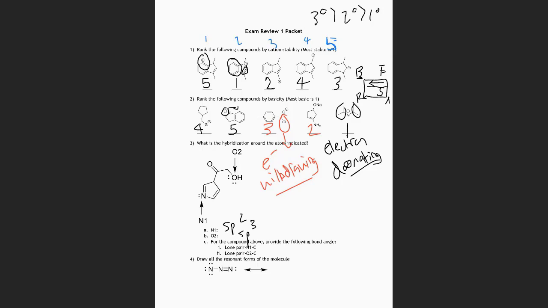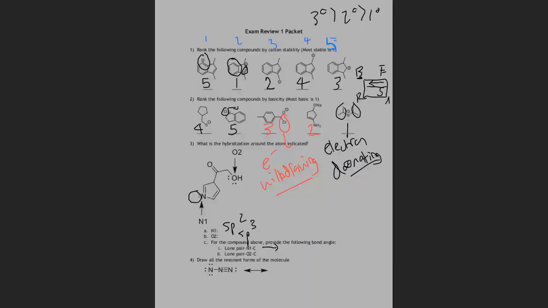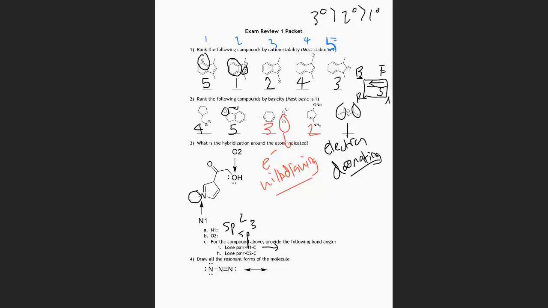Okay, so now the tricky question is, it says for the compound above, provide the following bond angle. The first is the bond angle between this lone pair, the nitrogen, and the carbon bond. Can someone tell me what they think that bond angle is going to be between the lone pair? Right there. Good. Yes, it's going to be 120.